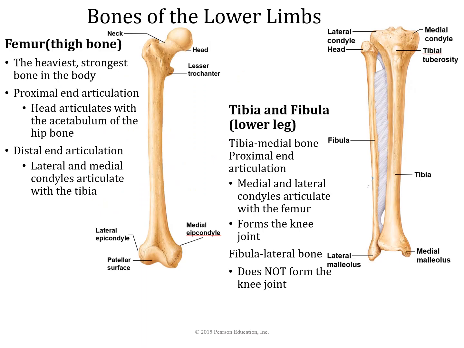After that, we go into our lower limbs. So our legs are going to be formed by our femur, which is your thigh bone, and then your tibia and fibula, which are your lower leg. The femur is going to be the biggest bone in the body. It's going to articulate with the hips into the acetabulum.